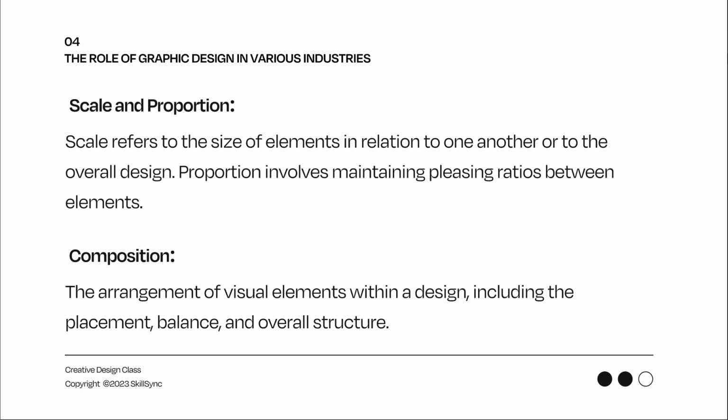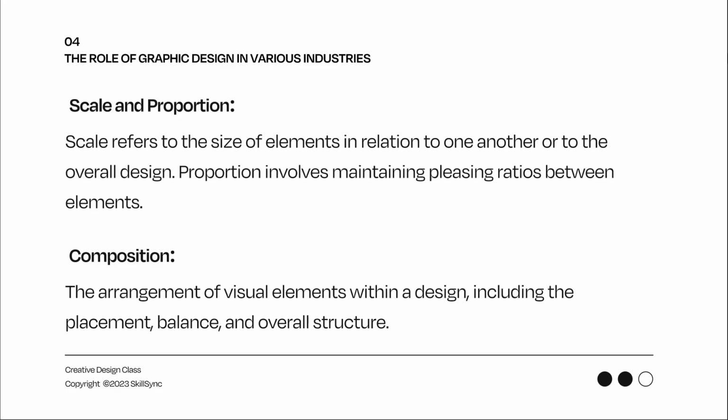All right, now let's talk about scale and proportion. With scale we mean size. When we talk about proportion, we are comparing. So proportion involves maintaining a pleasing ratio between the elements. Okay, so proportion is comparing the sizes.